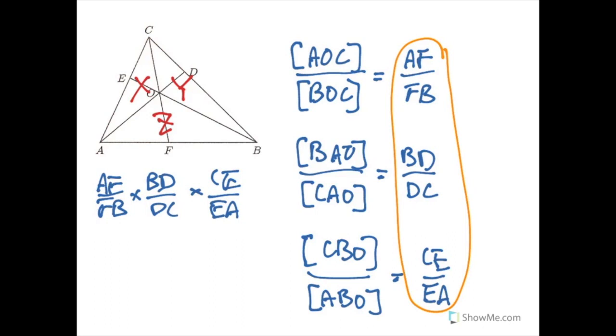then we have that AF over FB is equal to big X over big Y, and BD over DC is simply big Z over big X, and CE over EA is simply big Y over big Z. And all of these values cancel out, and we get 1 as our result. So this proves Ceva's theorem.